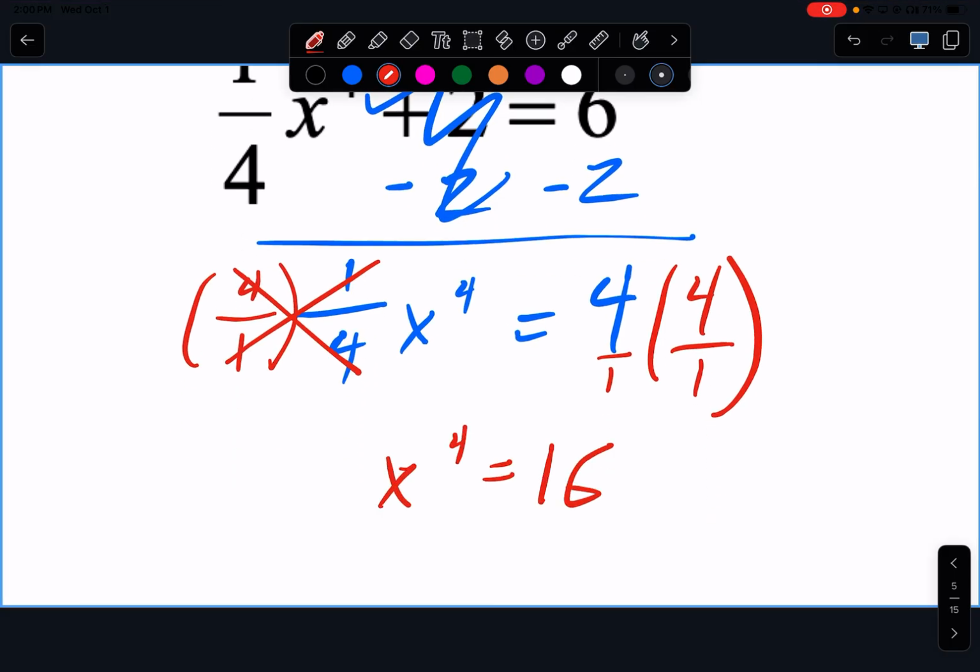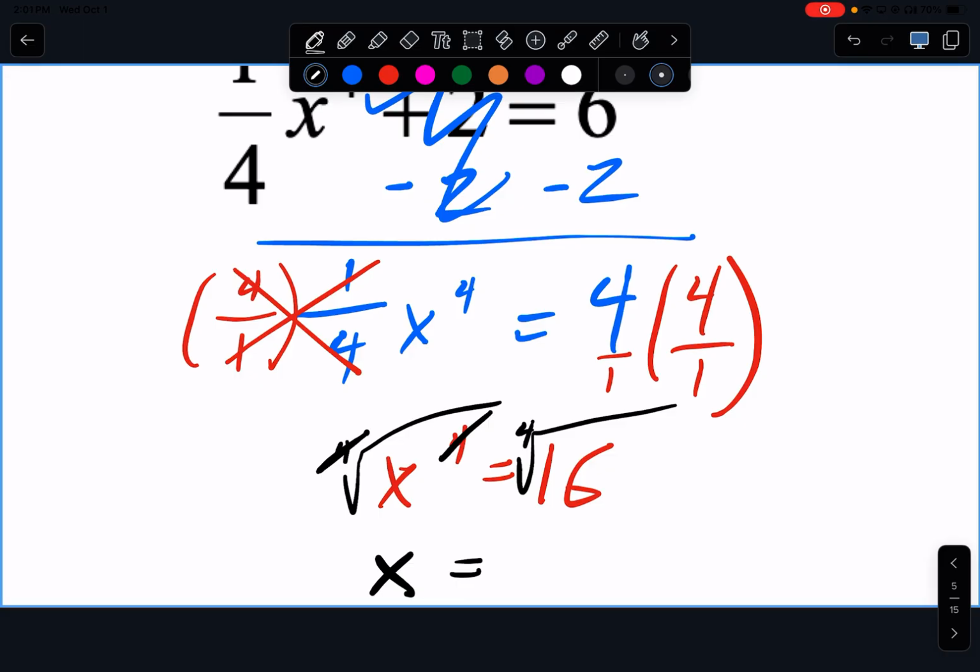Now we get to use our new tool. If I want to eliminate that power of 4, what do I need to do? I need to find the 4th root of both sides. So I'm going to go like this: the 4th root of x to the 4th. Then these cancel out, so we just have x equals the 4th root of 16.